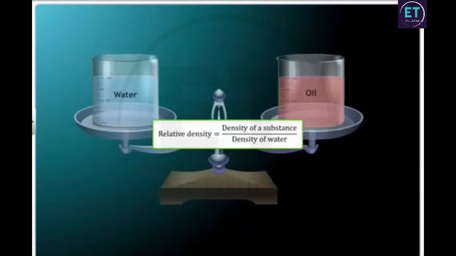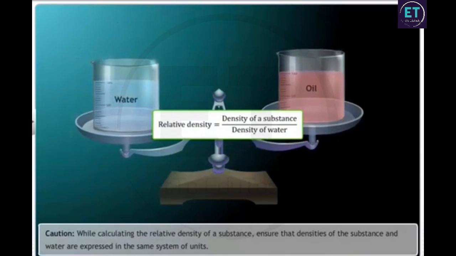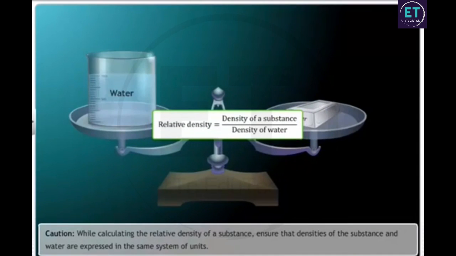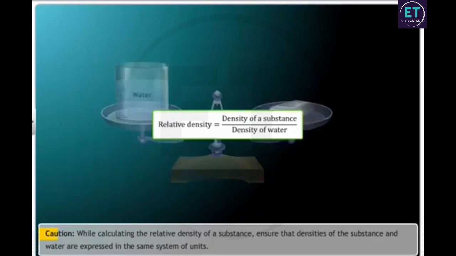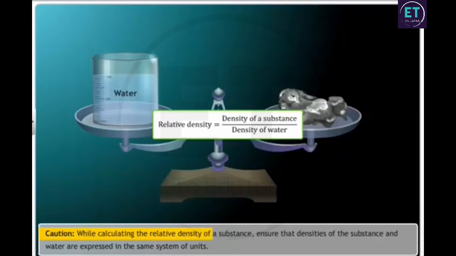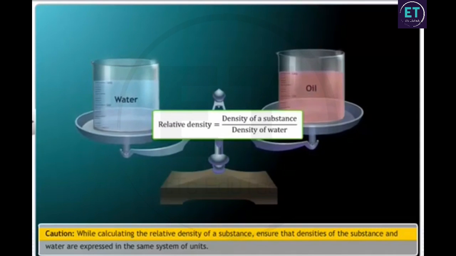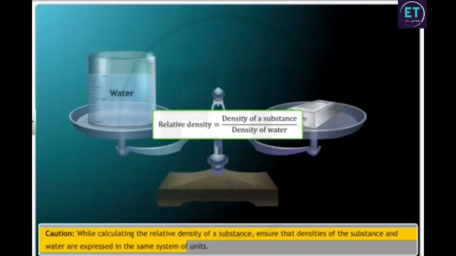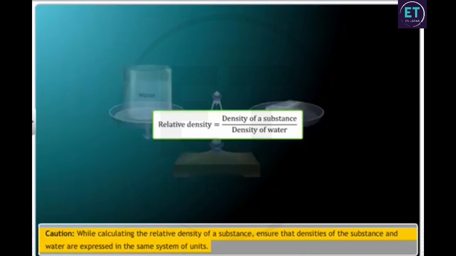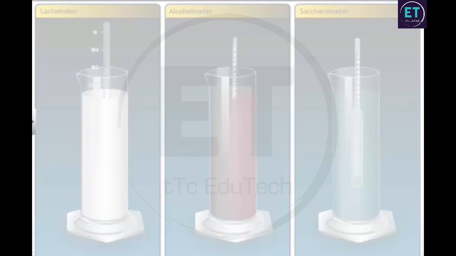Since the relative density is a ratio of similar quantities, it has no unit. However, while calculating the relative density of a substance, care should be taken that densities of the substance and water are expressed in the same system of units. The concept of relative density finds many applications, especially calculation of the densities of given liquids.